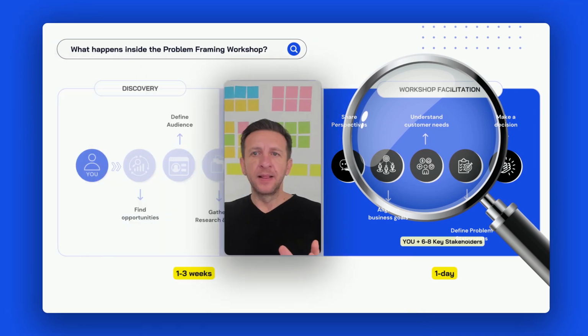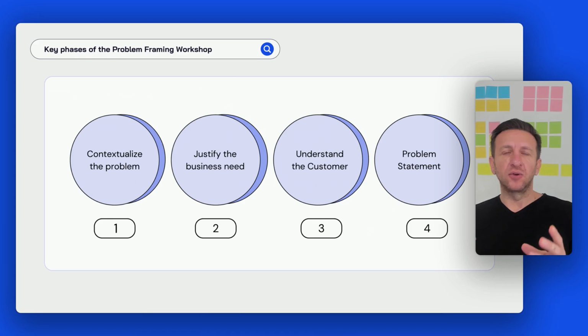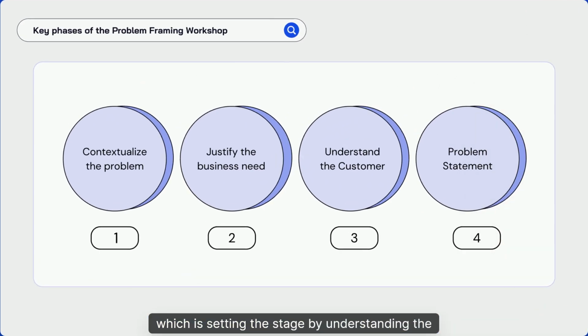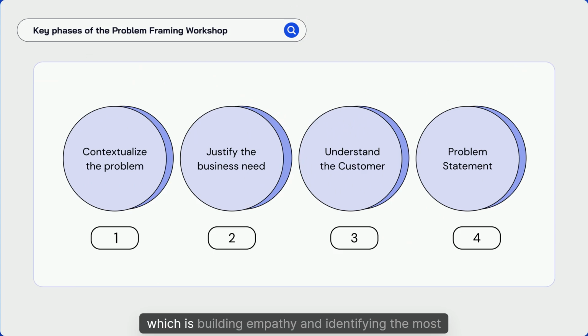Now, let's take a closer look at what happens inside the problem framing workshop, because this is a big focus of the course. The workshop itself is broken into 4 key phases: contextualizing the problem, which is setting the stage by understanding the problem space; justifying the business need, aligning on why this problem matters to the business; understand the customer, which is building empathy and identifying the most critical pain points we want to solve. And then finally, the conclusion is defining the problem statements, turning all of this into clear, actionable problem statements.